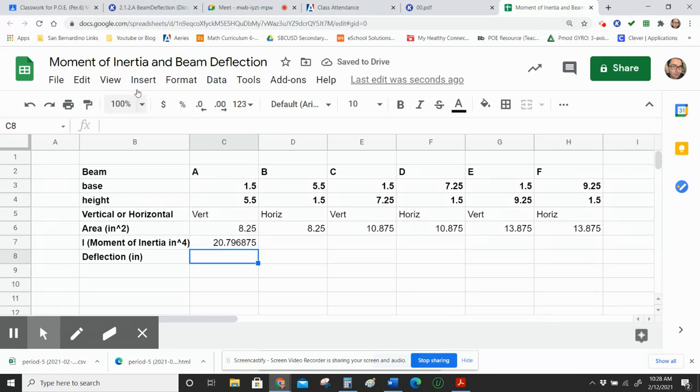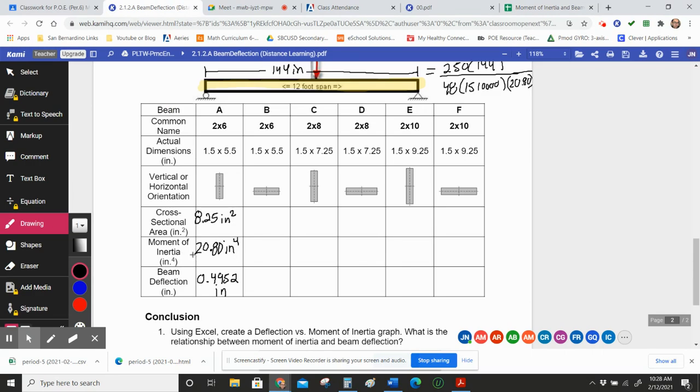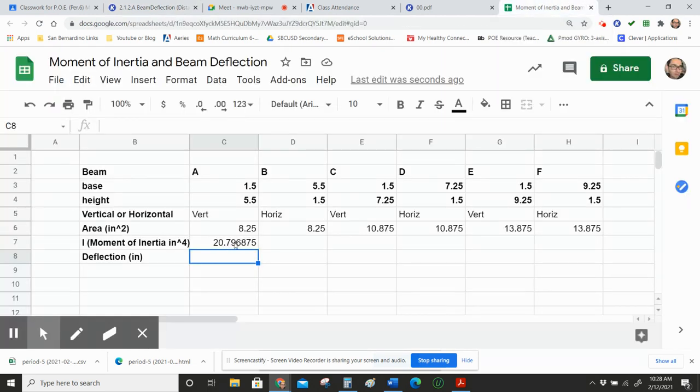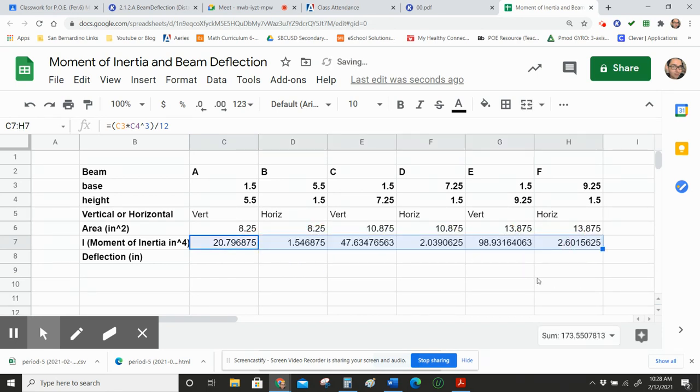As you can see, that actually does match our answer. We got 20.80 when we did it by hand. It should be about 20.79 when we don't have any rounding errors. So we're going to do the same exact calculation for the rest of the row. And again, Excel does the heavy lifting for us. It'll do the same thing for the other ones. The next one you should get was 1.54. So this will be a good way for you to check your answers on your handwritten work. That way you know if you did it right or not.